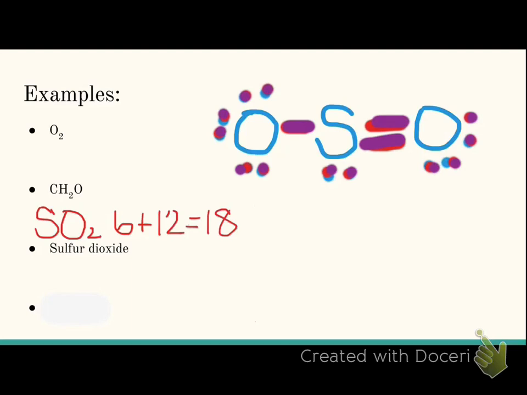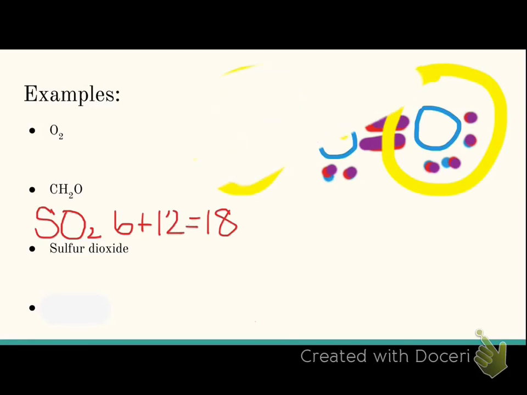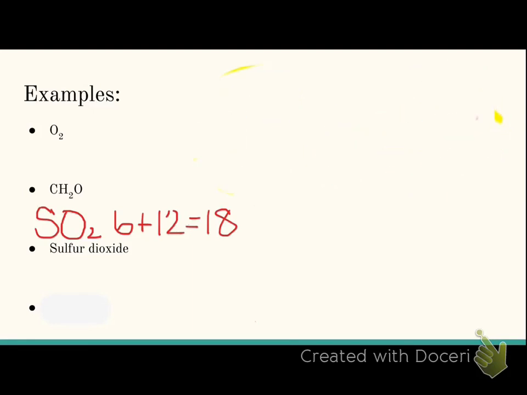So if you did it on this oxygen here, if you had a double bond between this oxygen and the sulfur here, that's okay as well. And if you kept all of your lone pairs on this one, that's fine. All right, so let's do one more example.